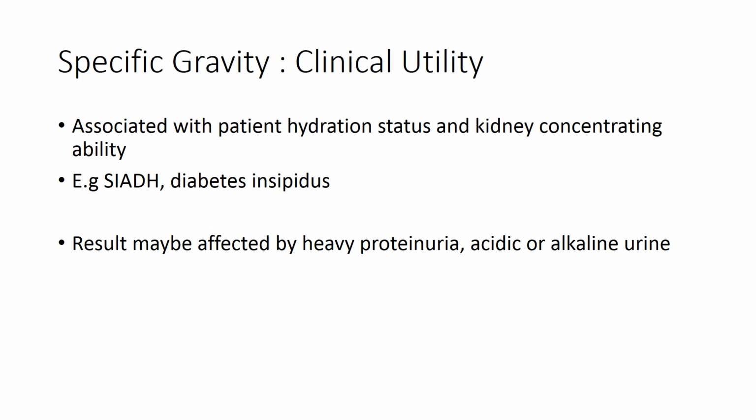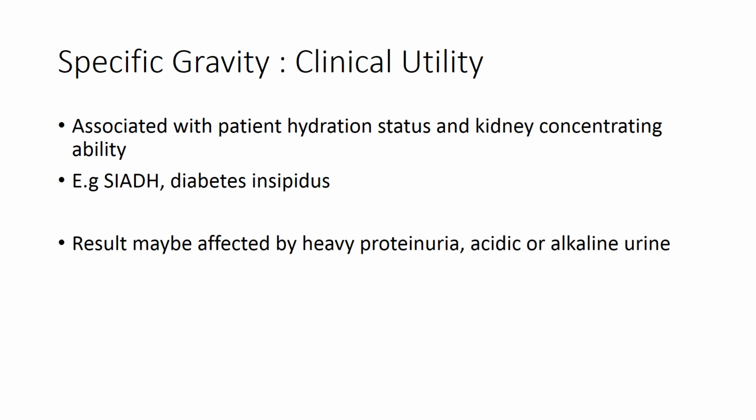In the clinical setting, specific gravity gives us an indication of the hydration status of the patient. So in patients who have normal kidneys, we expect that if they're dehydrated, their urine would be concentrated, and if they're well hydrated, their urine would be dilute. If a patient is failing to alter their specific gravity with their level of hydration and keeping their specific gravity at about 1.010, that would raise the possibility of them having a kidney concentrating problem.